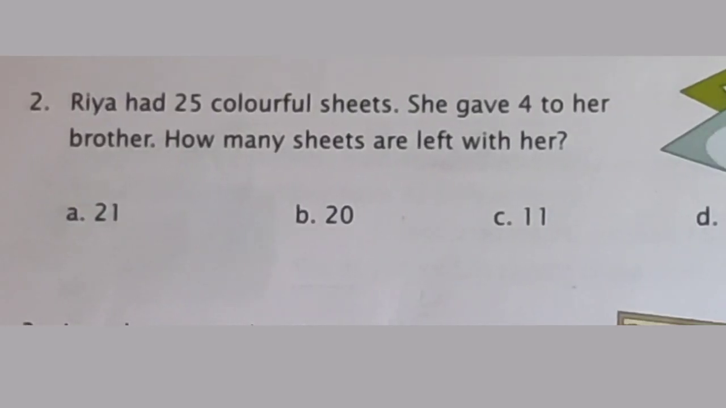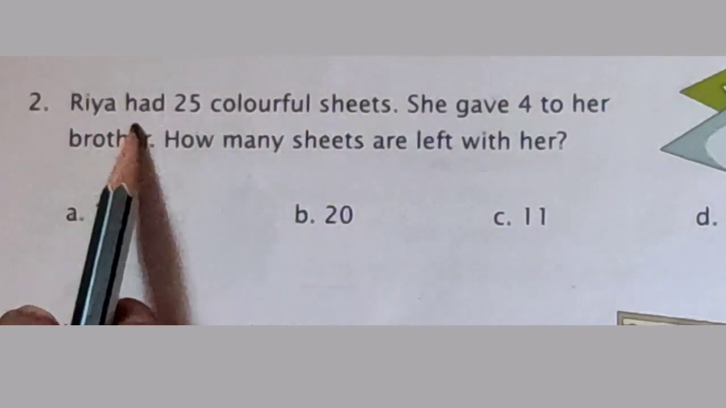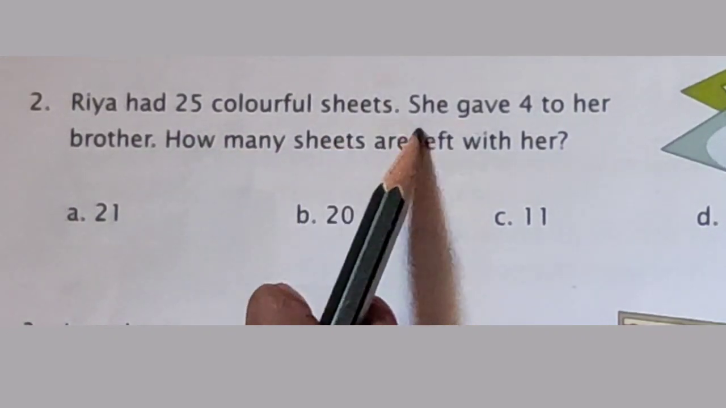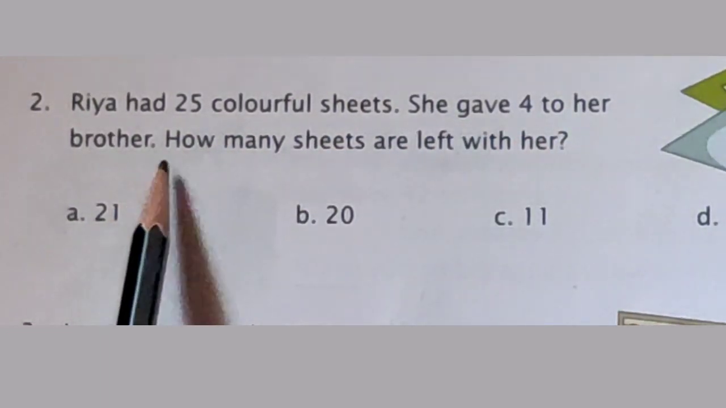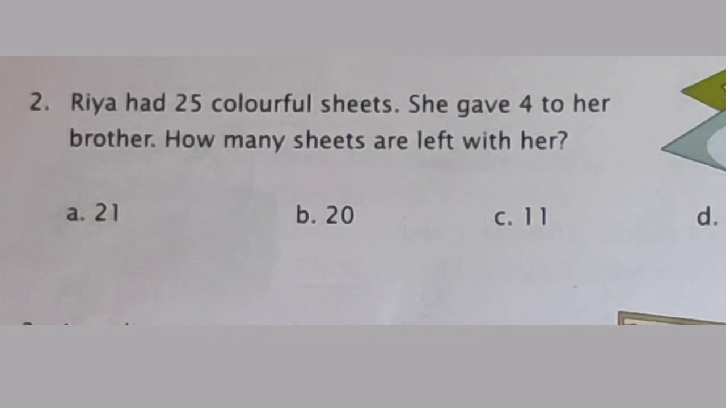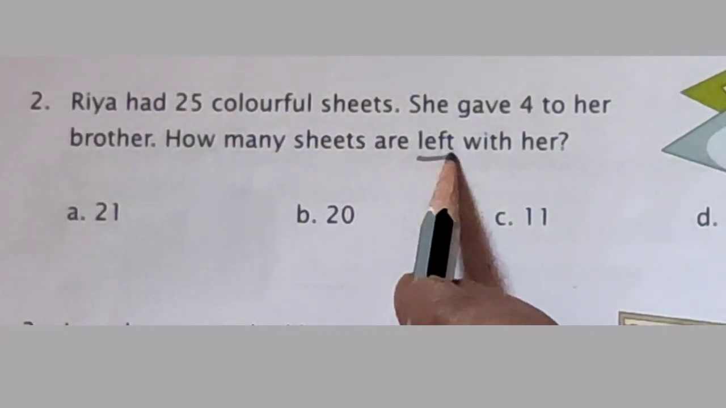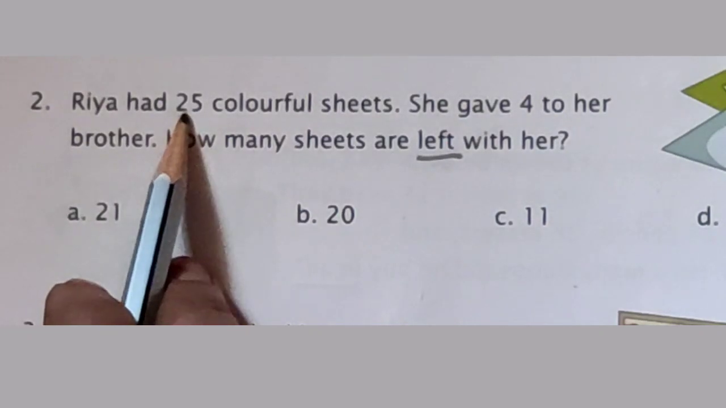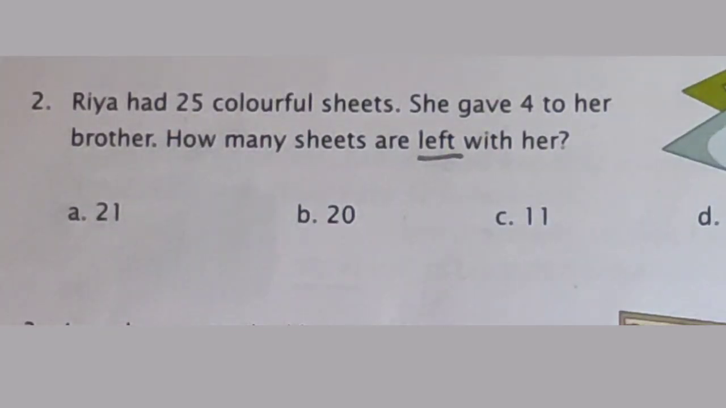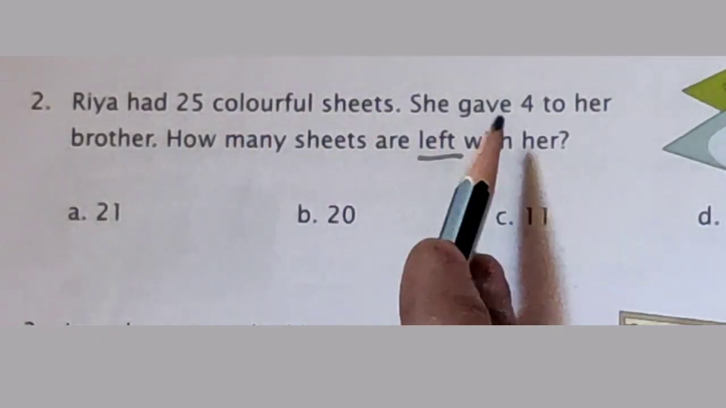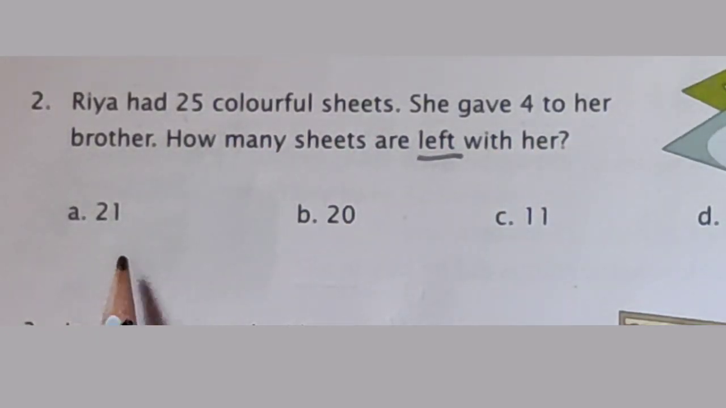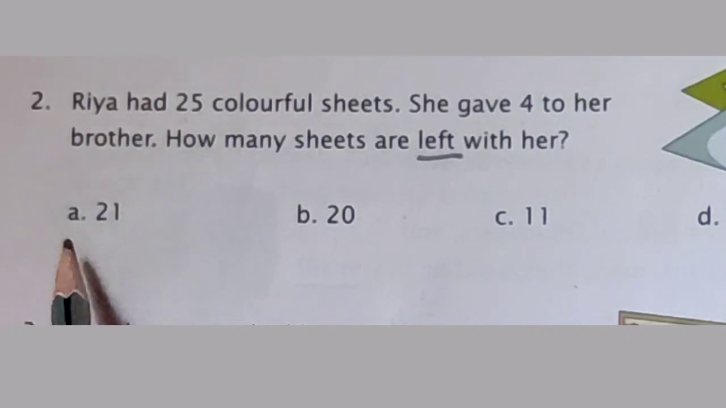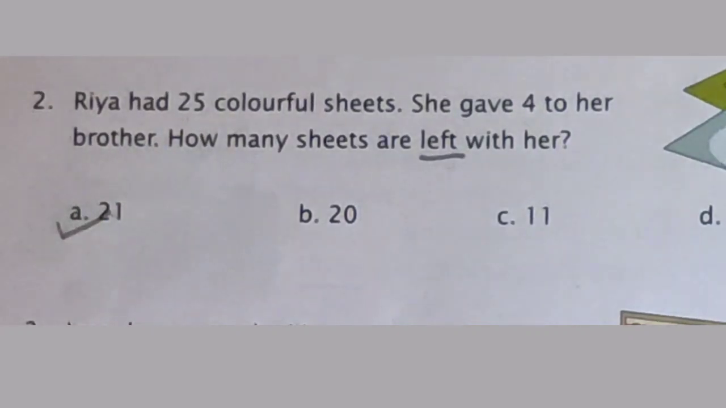Now let me read the second question for you. Riya had 25 colorful sheets. She gave 4 to her brother. How many sheets are left with her? So underline left. We have to do subtraction. From 25, you have to take away 4. See, 25 minus 4. See here, from 5 you take away 4. 1 is left. So next to 2 as it is. So 21. Tick 21. Do it mentally, children.